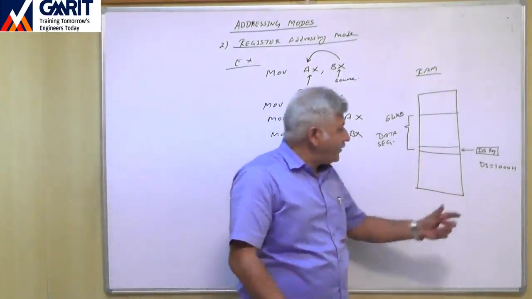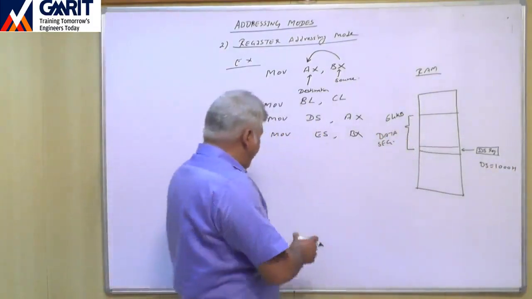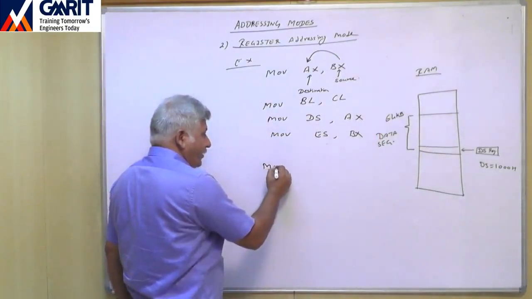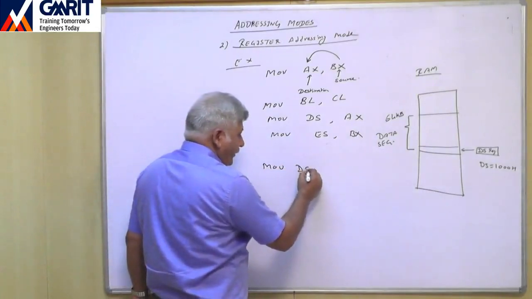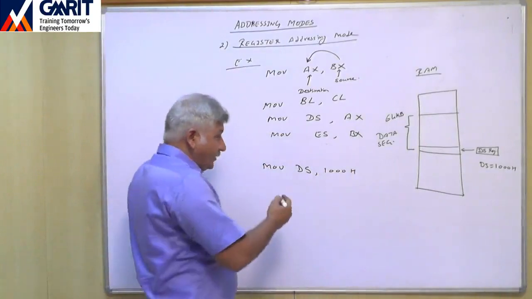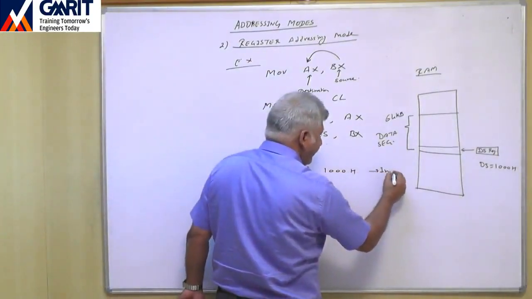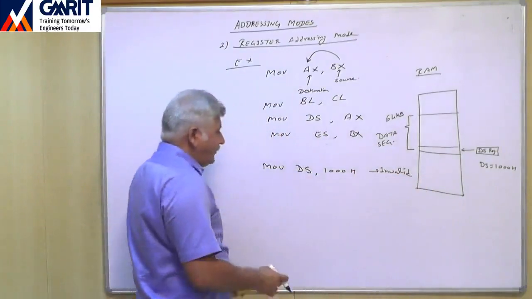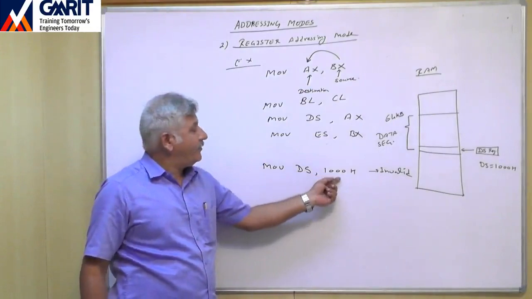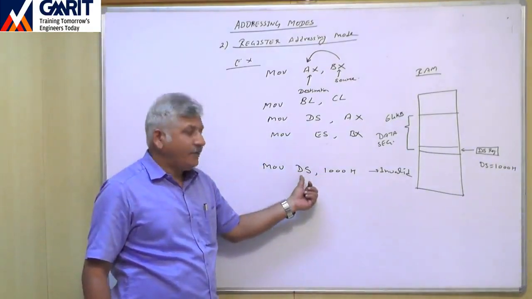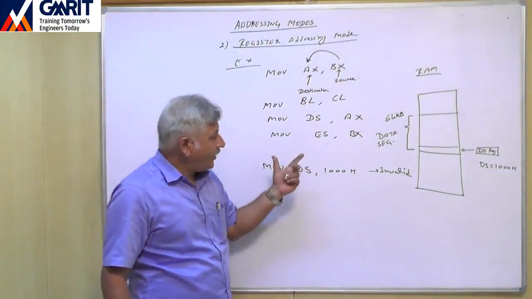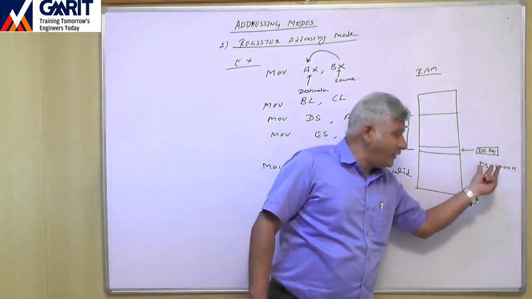So how we will initialize our data segment? Because we cannot use immediate addressing mode. If you remember, then I told you MOV DS, 1000H. This is invalid, because we cannot initialize the segment register with immediate value, right? Destination cannot be a segment register in case of immediate addressing mode. So then how we will load 1000 in DS?